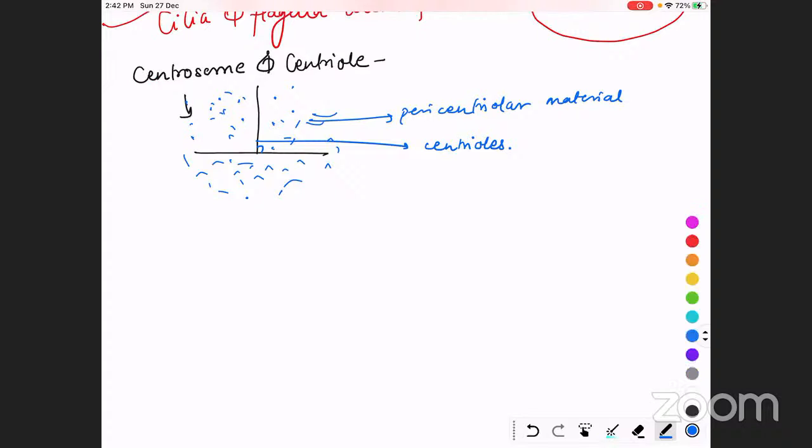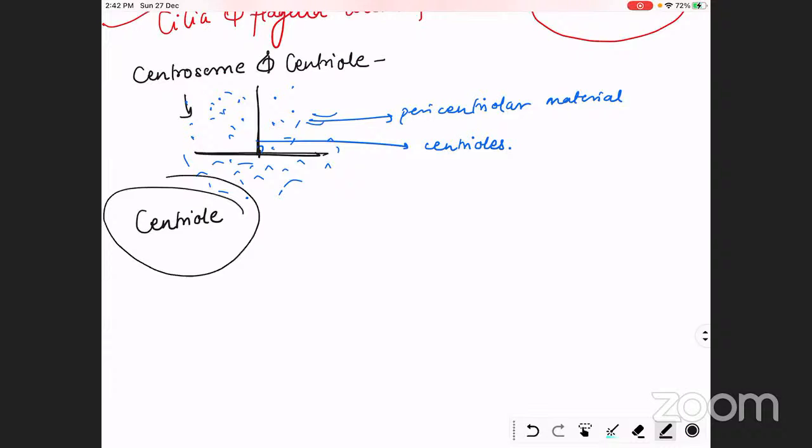Now we'll talk about the centriole. So what is the centriole basically? Centrosome is nothing but two centrioles arranged in a perpendicular manner and surrounded by a pericentriolar material. That's the centrosome. But what is the centriole? The centriole has a cartwheel appearance. Okay.